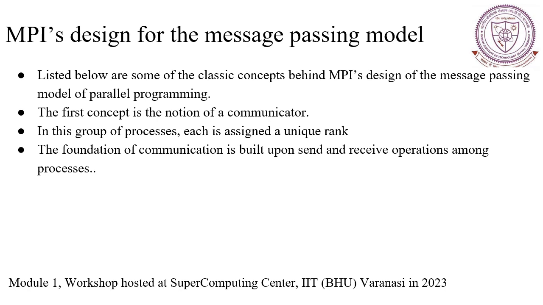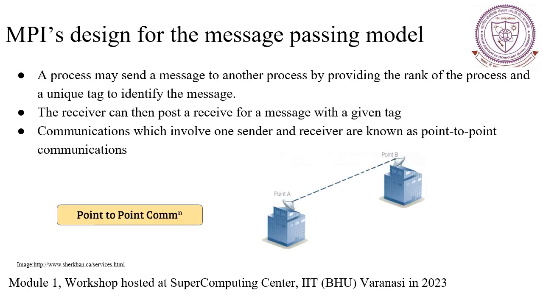The second is the send and receive operation. The send and receive operation is the foundation of communication in MPI. It allows processes to send and receive messages to and from each other. To send a message, a process uses the MPI_Send function. This function takes the message, the destination process and a communicator as input. To receive a message, a process uses the MPI_Recv function. This function takes the message, the source process and a communicator as input.